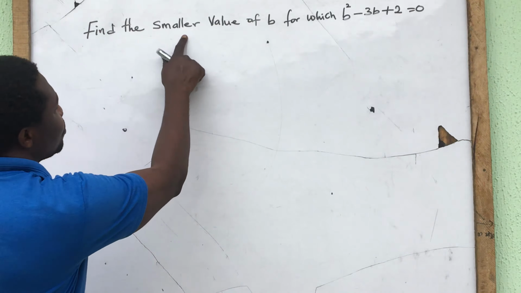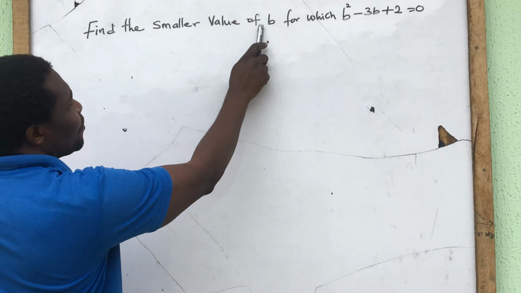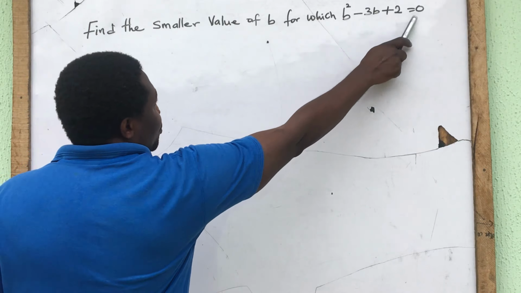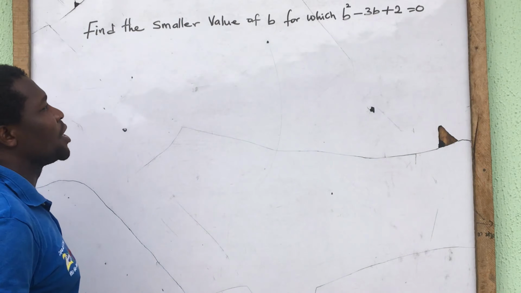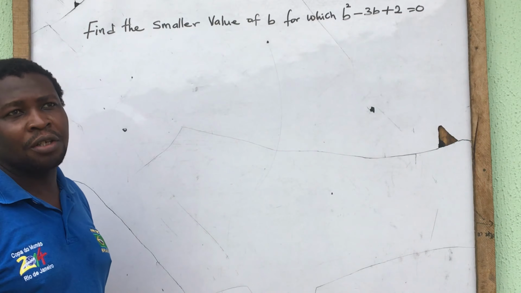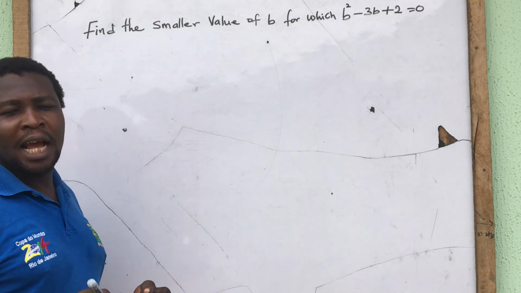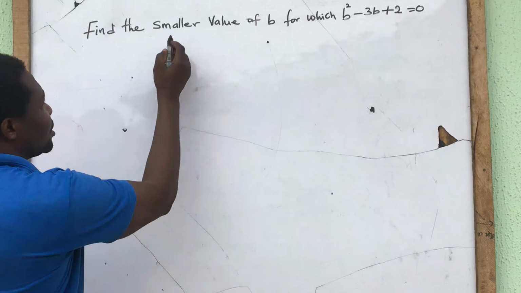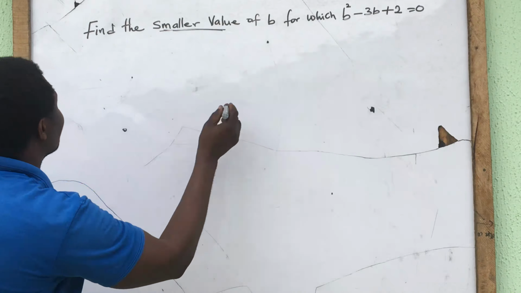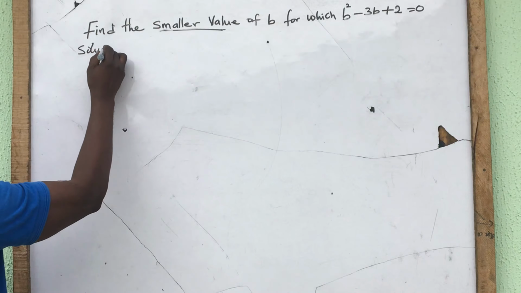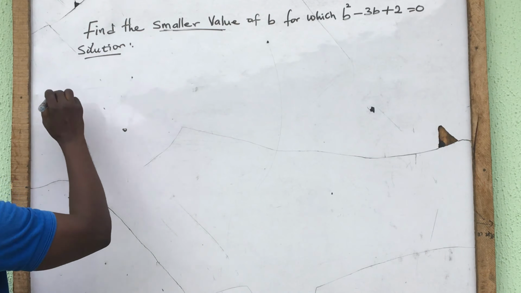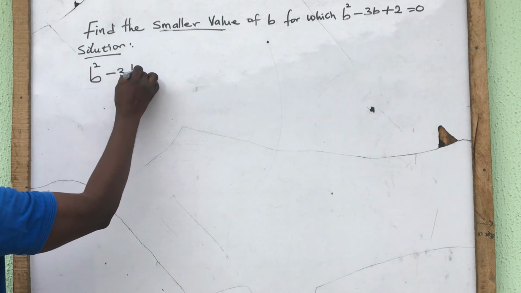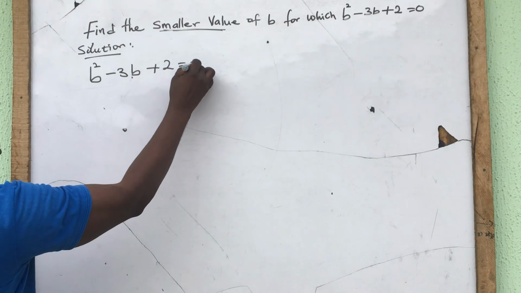Find the smaller value of b for which b squared minus 3b plus 2 equals 0. What we want to do here is factorize this quadratic equation. Then the smaller root will be the smaller value. So let's try to factorize first. We are going to factorize b squared minus 3b plus 2 equals 0.